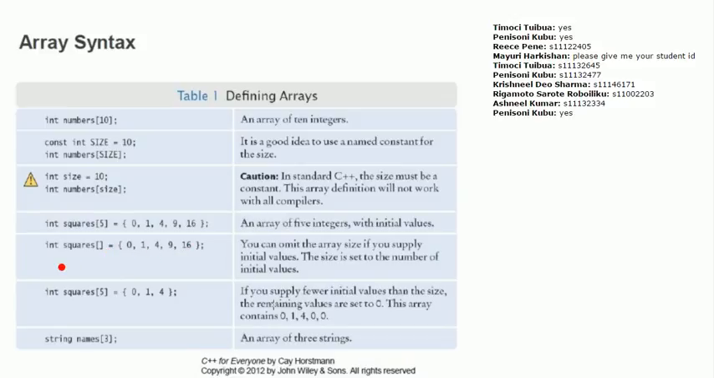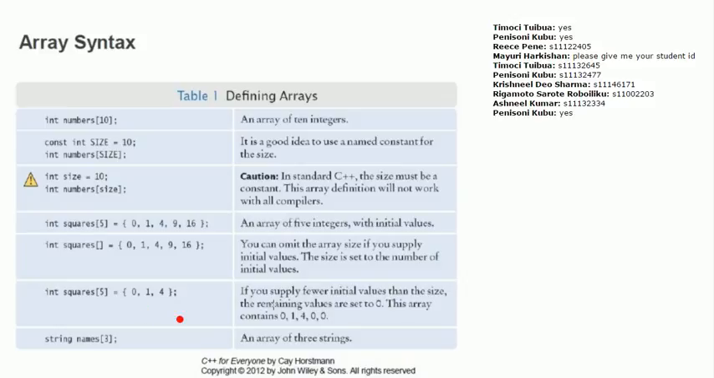And here what are we doing? We're saying int squares[5] is equal to 0, 1, and 4. So we're initializing the first index, which is index 0, to 0, index 1 to value 1, and index 2 has value 4. What happens to the other two indexes, index 3 and 4?